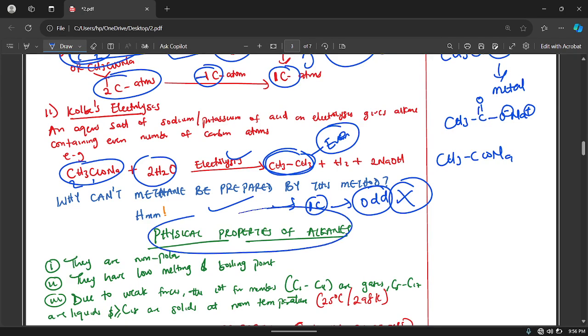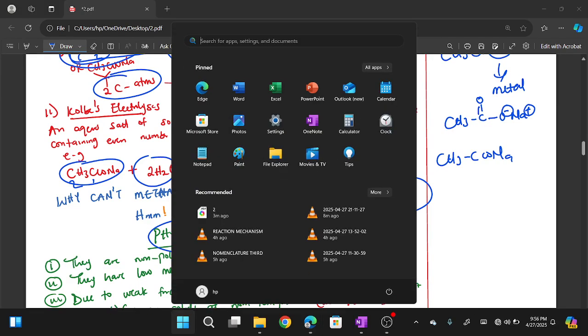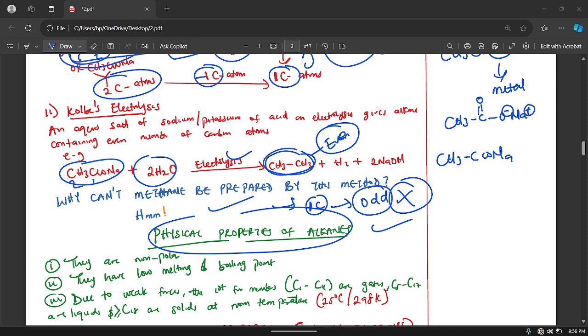Now the next thing we are going to look at is the physical properties of our alkanes. So we're talking about the physical properties of our alkanes.